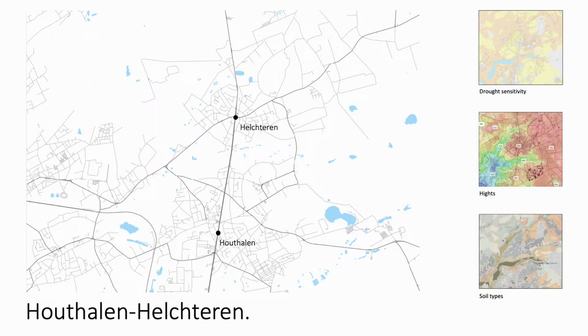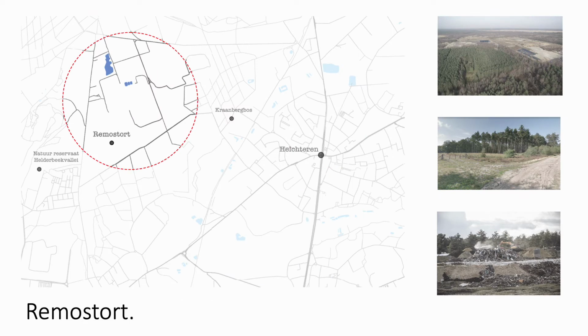Before starting the design, I did an analysis of the place that gave me information about the soil types, the heights in the pixel, and the sensitivity of the soil to drought. This is how I found out that the soil in Untitled is a sandy soil and is very sensitive to drought. When I found out during this analysis that there was a huge landfill of industrial and hazardous waste in my pixel, my project location was quickly found.